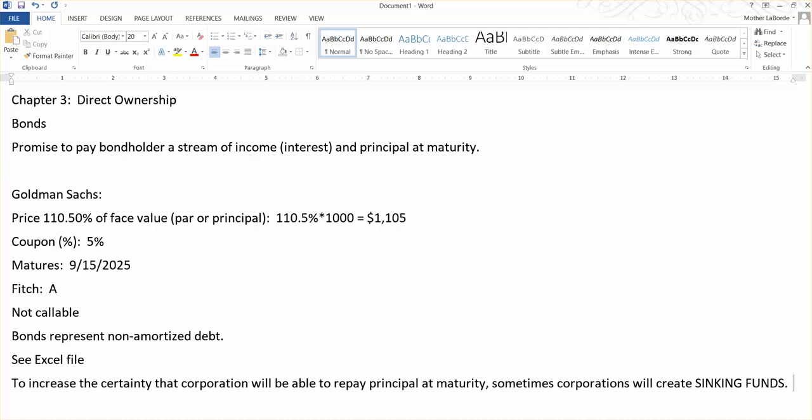The goal is to have that fund be worth however much principal they're going to owe all of their bondholders at maturity. So the goal is to have in the fund at maturity the amount owed on all the principal, so they can just take all of that and pay it as a lump sum to the bondholders at maturity. From a bondholder's perspective, the existence of a sinking fund helps reduce risk. So it's a good thing to have a sinking fund.